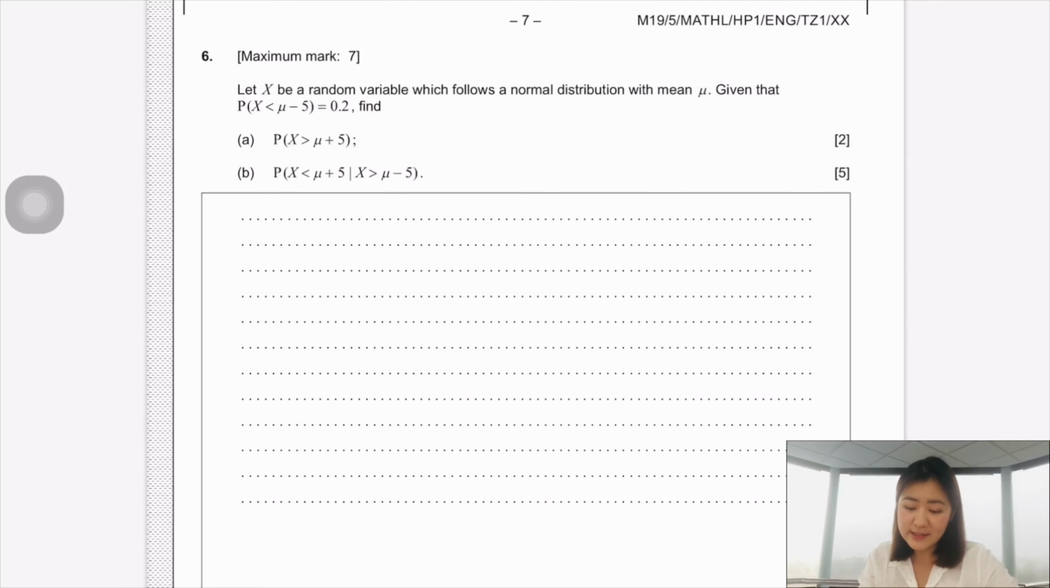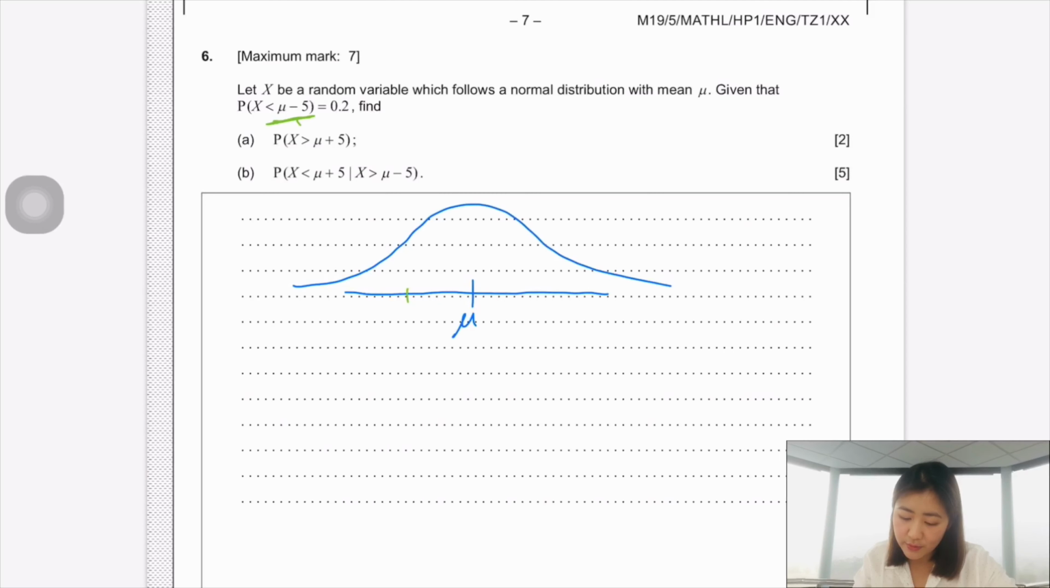Okay, so I'm going to start by drawing the normal distribution curve. Okay, this is mu, and it says mu minus 5. So let's say right here is mu minus 5. The probability that x is less than mu minus 5 is 0.2. So this area is 0.2. Question A. Find the probability of x greater than mu plus 5.